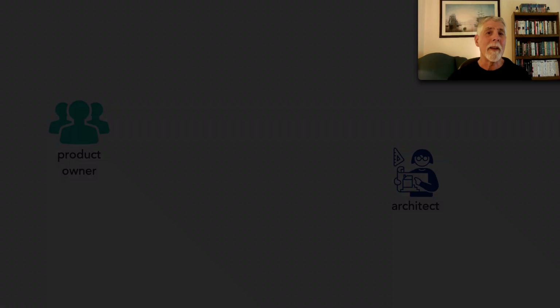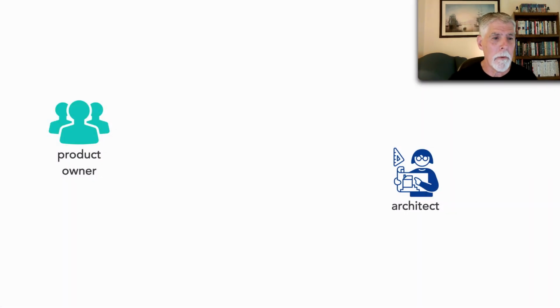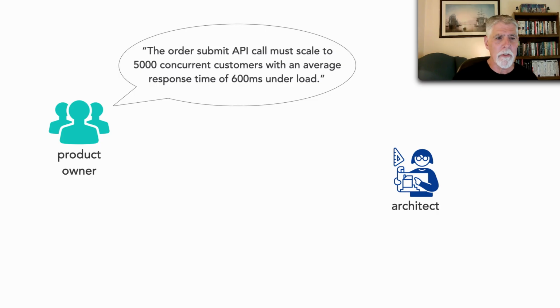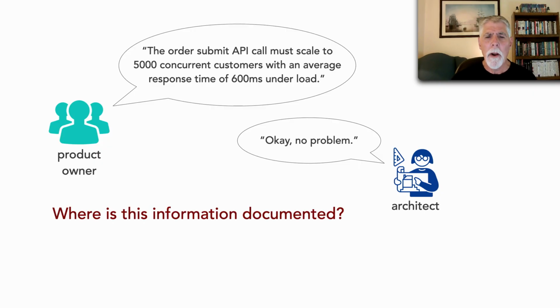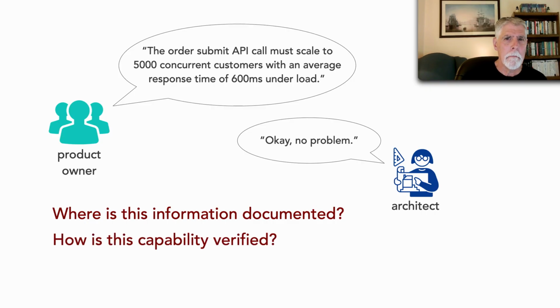Let me show you one more example of how ADL can actually be used. So let's say we have a product owner that says, the order submit API call must scale to 5,000 concurrent customers with an average response time of 600 milliseconds under load. And the architect says, okay, no problem. Well, two questions for you. First, where is this information documented? I'm hoping it's somewhere. And also, how do we verify this capability?